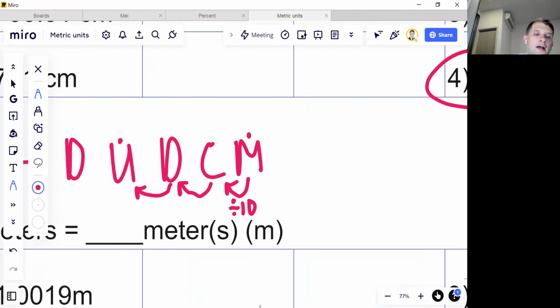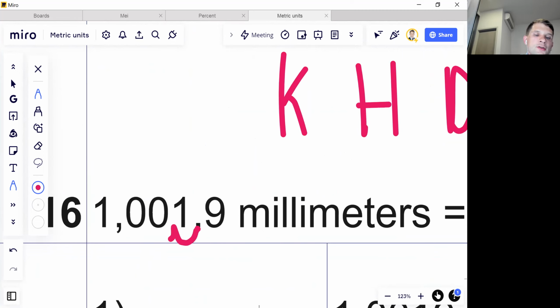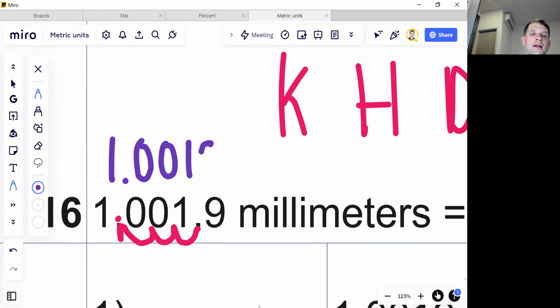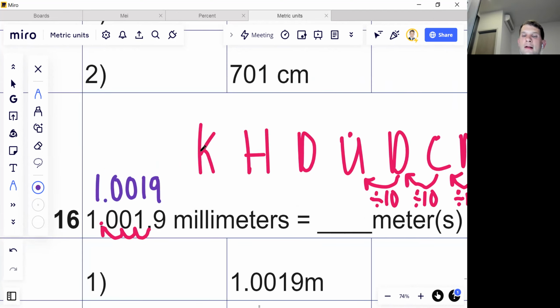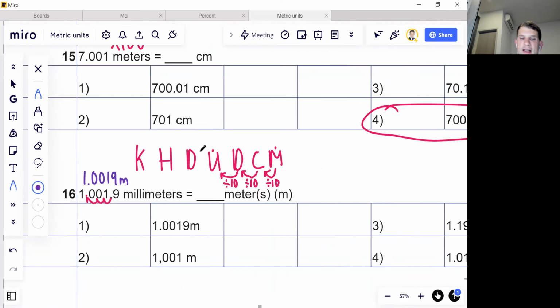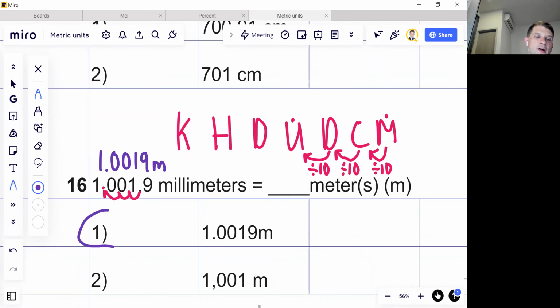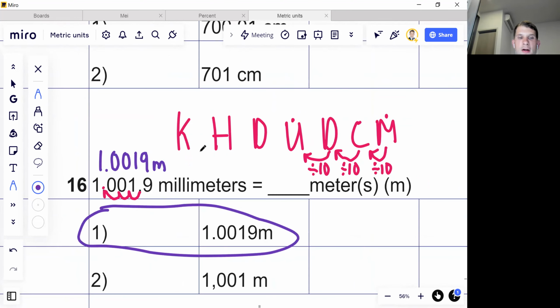So I'm going to move that decimal 3 places to the left. We have 1, 2, 3. That's where my new decimal is going to go. So this number is going to become 1.0019, and that is going to be meters. Let's look carefully at which one matches that option. Looks like that is going to be 1 here, so option 1 matches up there.